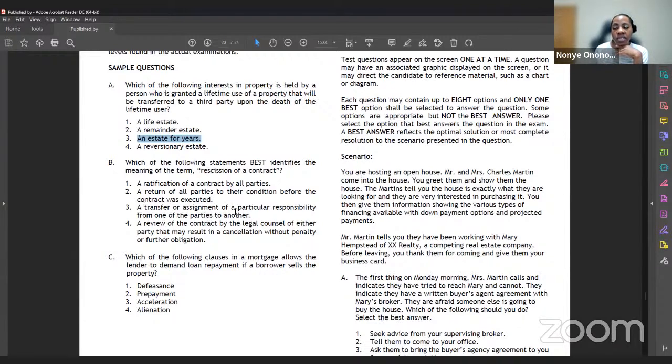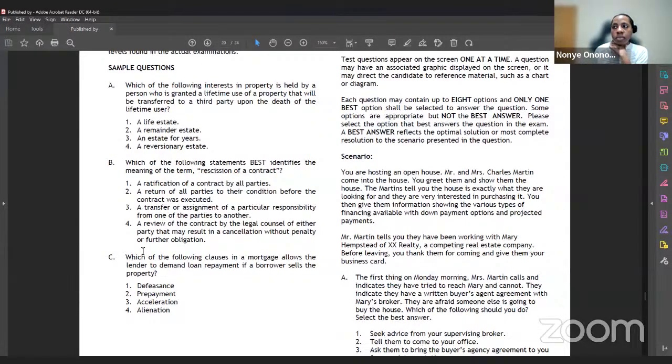Third, a transfer or assignment of a particular responsibility from one of the parties to another. No, that's not like backing out. And finally, a review of the contract by a legal counsel of either party that may result in a cancellation without penalty or further obligation. No, this would be a review. All right, so the answer is return. We're going back, we're returning.